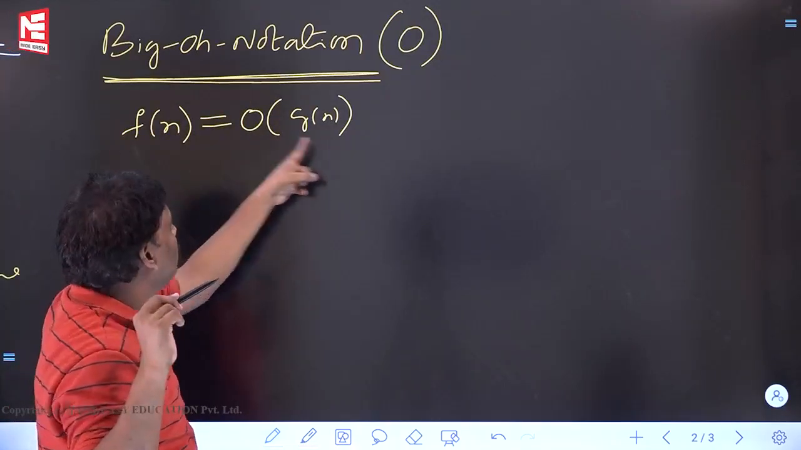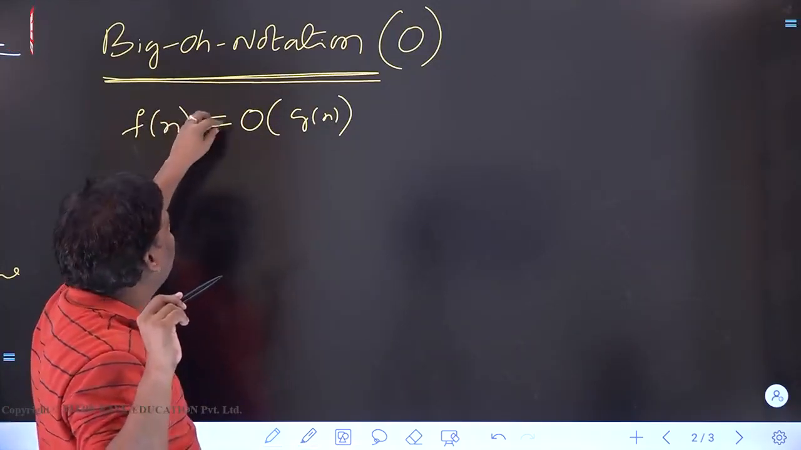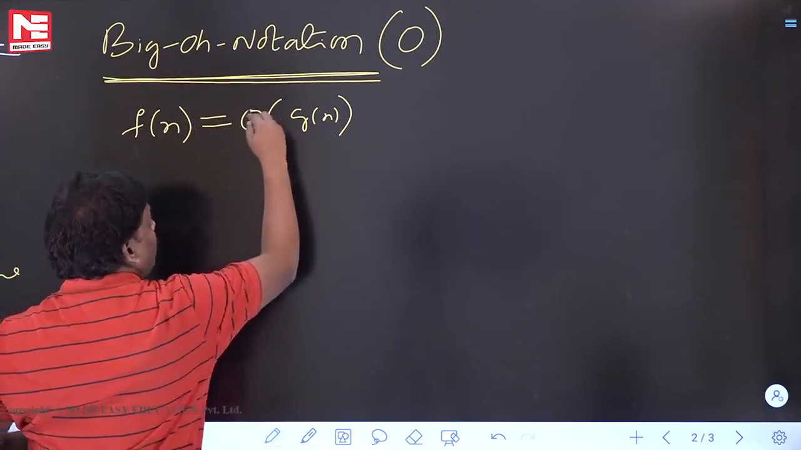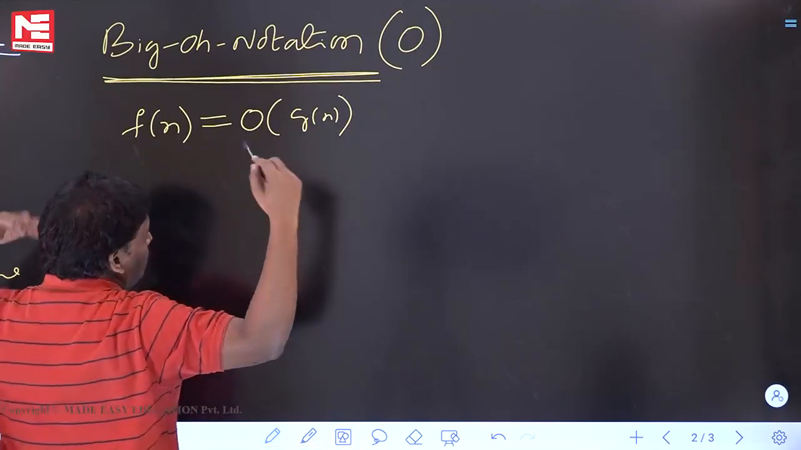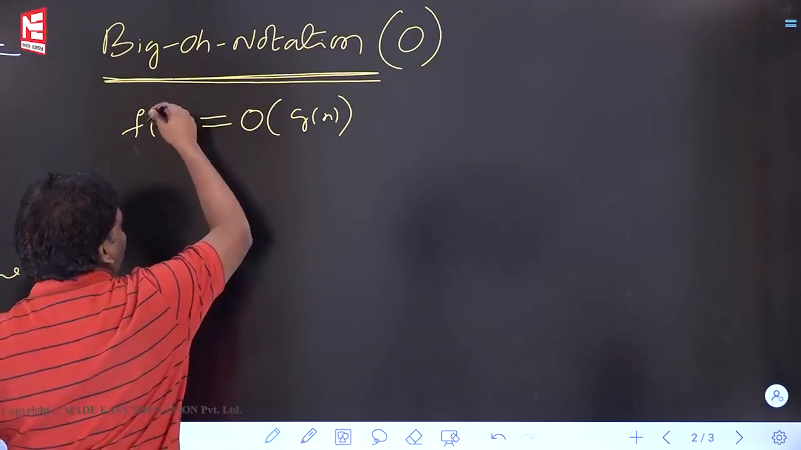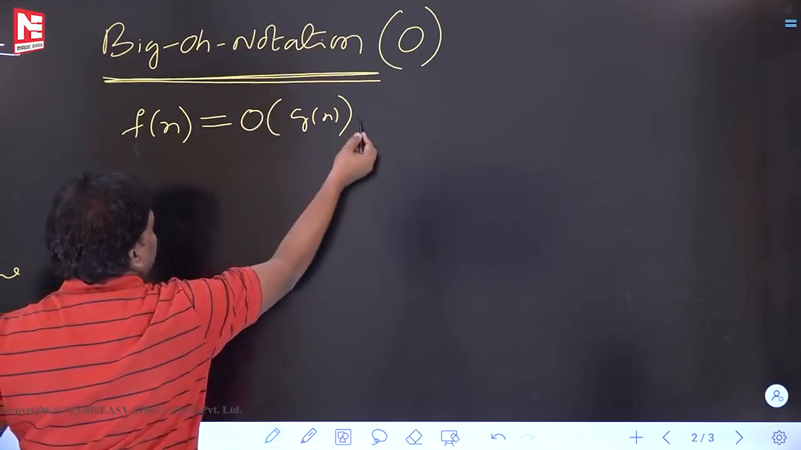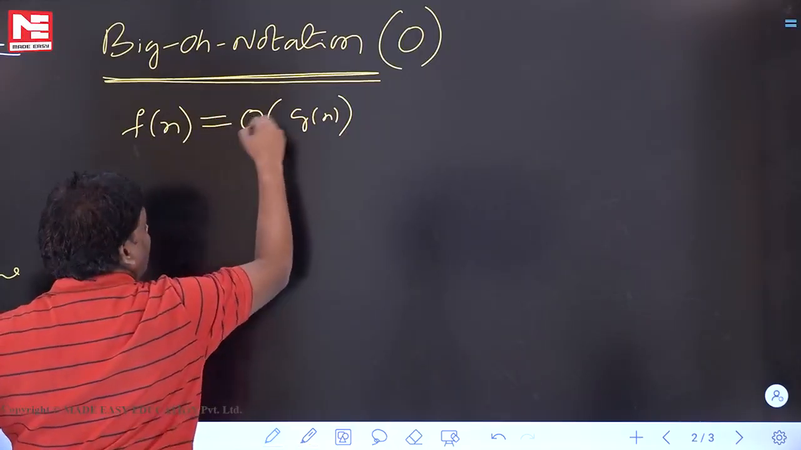If you want to say f of n equal to big O of g of n, another way of saying it is f of n is order of g of n. Both are the same. I am repeating once again: I have two functions, f of n and g of n. Now I want to say f of n is big O of g of n, or f of n is order of g of n.